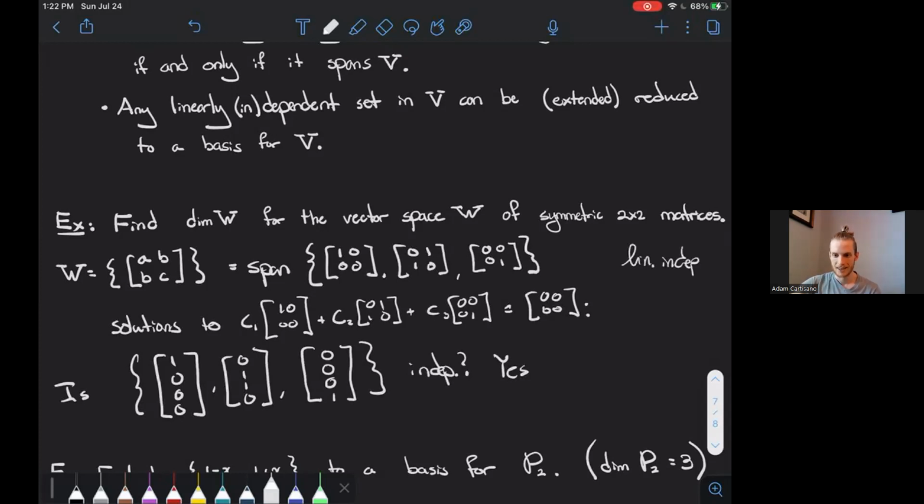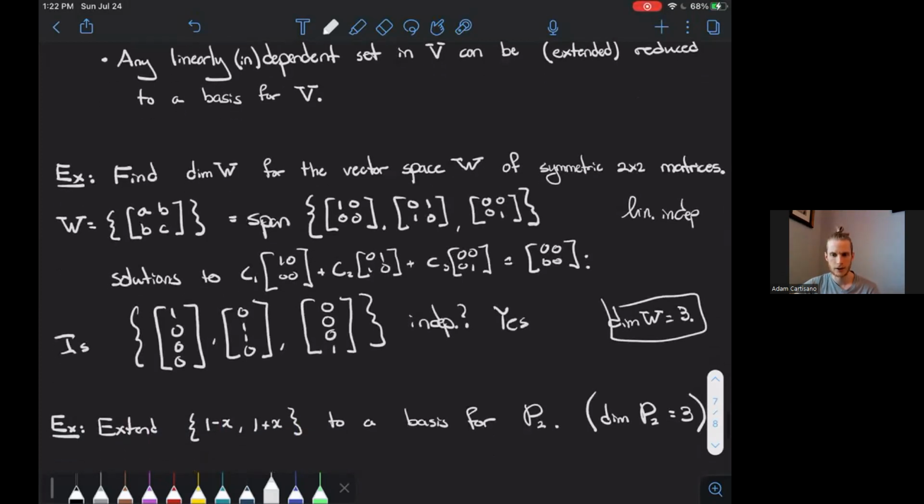But wait, now we have a linearly independent spanning set. This is a basis for W. And how many vectors are in it? 3. So the dimension of W is equal to 3. Again, this is the same kind of reasoning that we've been doing all semester, but with an arbitrary vector space. I just threw a random subspace of M22. It could have been some random subspace of polynomials of degree 3 or less, or, God forbid, some subspace of a bizarre metric vector space.